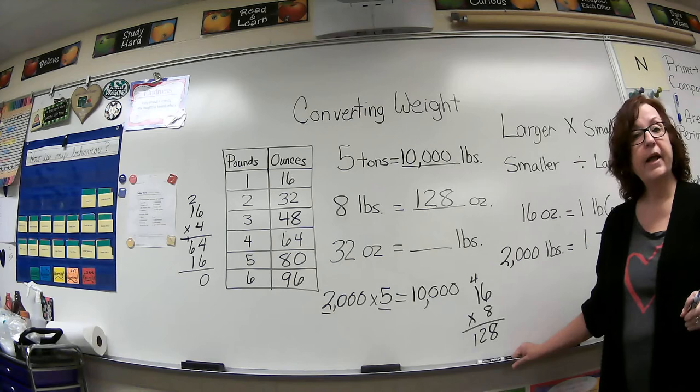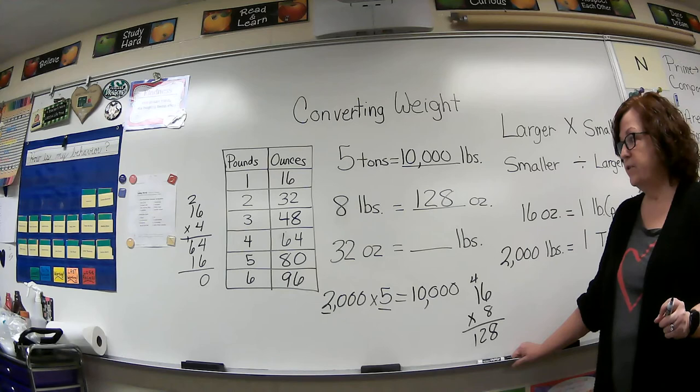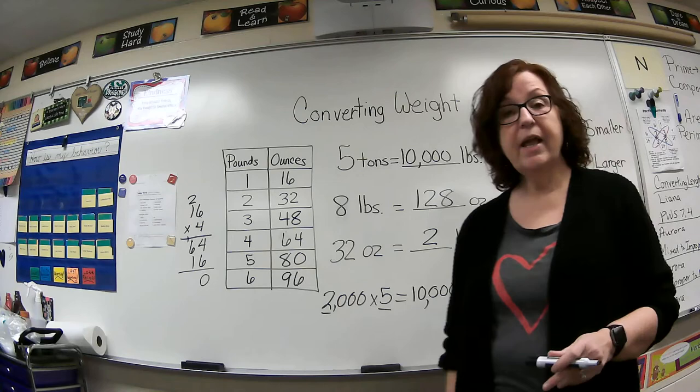And let's go from 32 ounces back to pounds, or about 2 pounds. So we're going to divide this time, 32 divided by 16, okay? Or we could go over here and look at our chart. Oh, 32 ounces is 2 pounds, okay? All right, so not real hard.